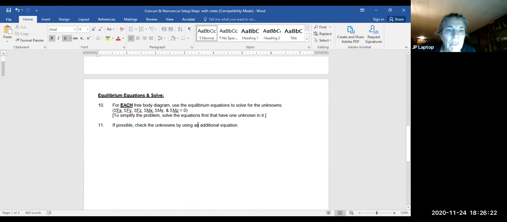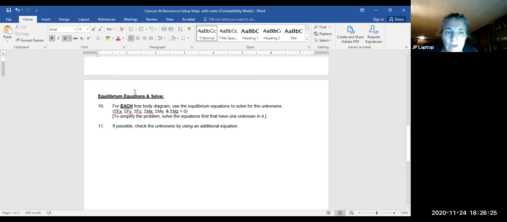Okay. After that, you do your equilibrium. For each free body diagram, use the equilibrium equations to solve for the unknowns. And to simplify the problem, solve the equation first that has one unknown in it. If you find the equation that has one unknown and you solve for that unknown, and then you move on to the next equation and the next equation, odds are you're going to have fewer errors than if you do a zillion equations and plug them all into your calculator. You're going to make a mistake. In statics, the main thing we're trying to do is prevent errors. Okay, so I'm going to save this.